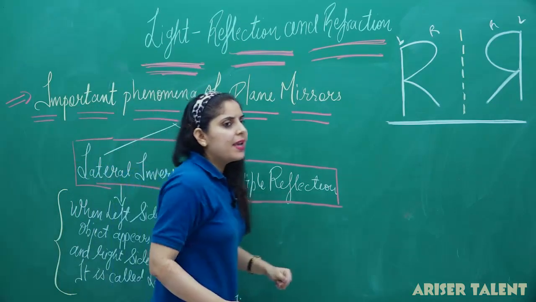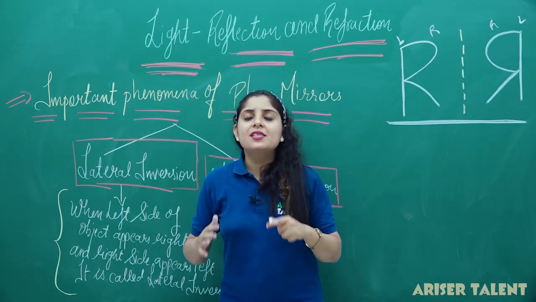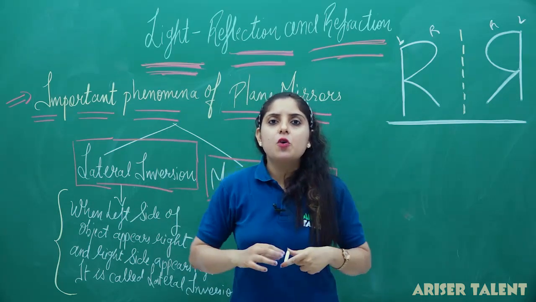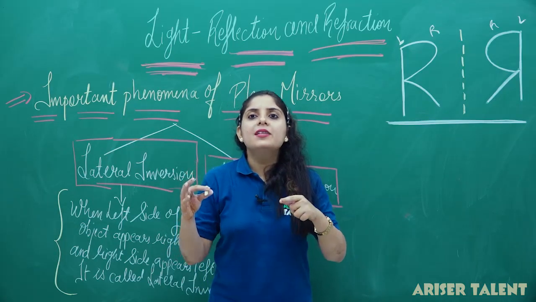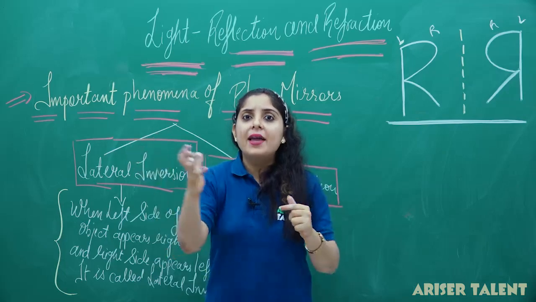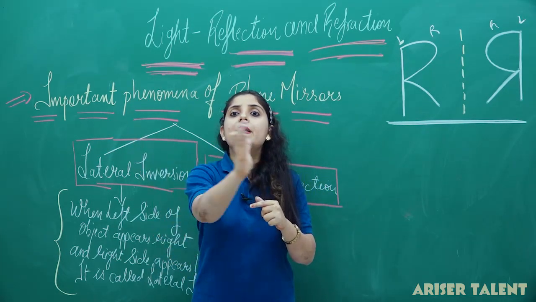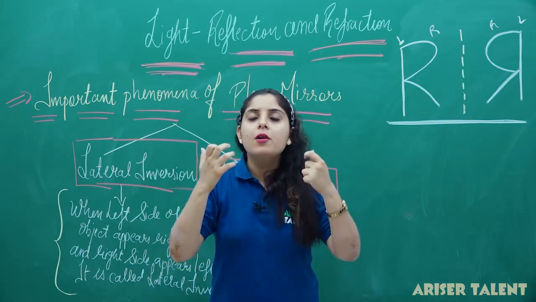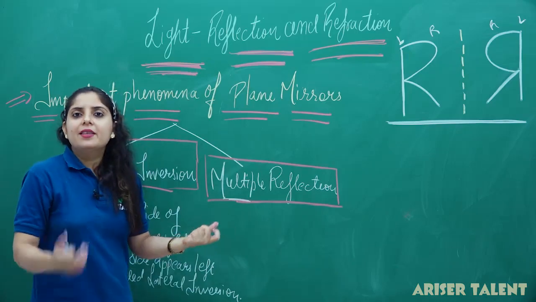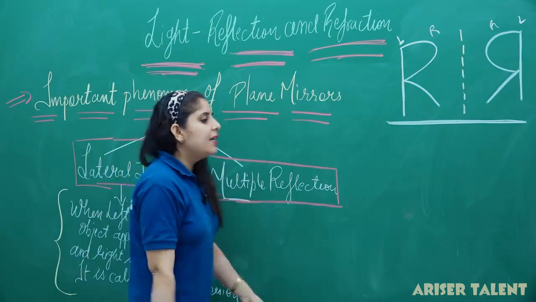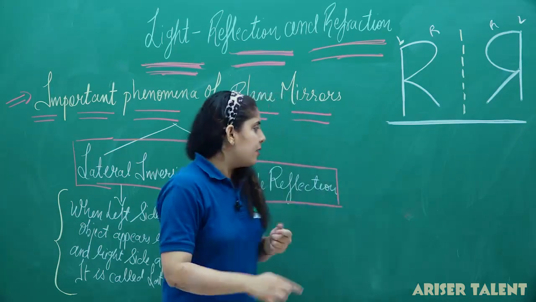Now, apart from this first phenomenon, we have another phenomenon, that is multiple reflection. This is the same case you have observed so many times. When mirrors are placed, we can get multiple images of the object. We see this in many trial rooms in malls or shopping complexes. We can see multiple images of ourselves. So, in case of multiple reflection, we get multiple images, but what is the condition for this? The mirrors should be kept perpendicular to each other.